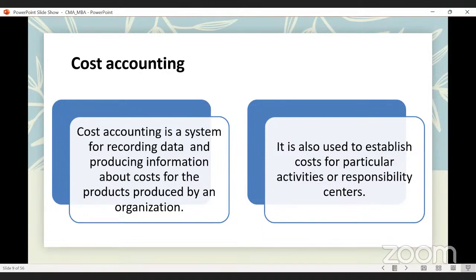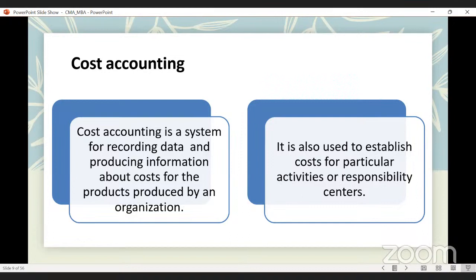Good. So cost accounting is simply providing the information about the cost of the product or services produced by an organization. Like your production of bread. Whenever we are producing bread or a bakery item, it provides the cost information about raw material, labor, expenses, and other costs. So cost accounting records the data and produces the information about the cost of a product or service produced by the organization. It is also used to establish cost for particular activities and responsibility centers.